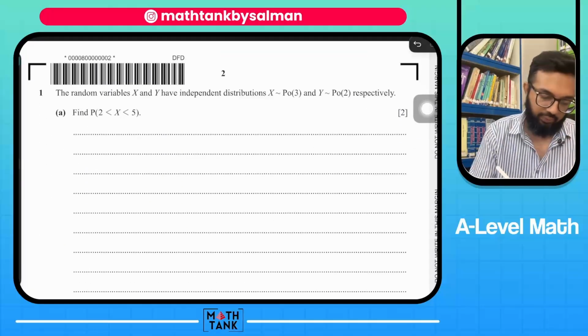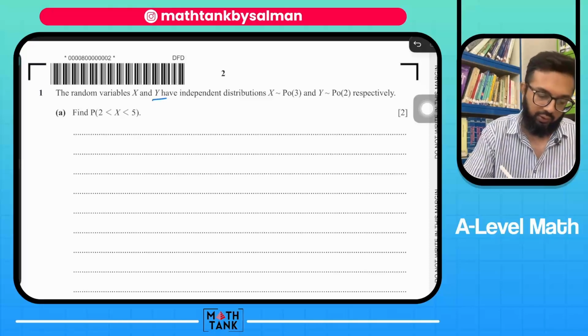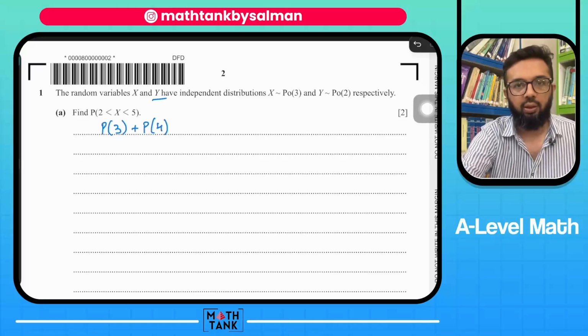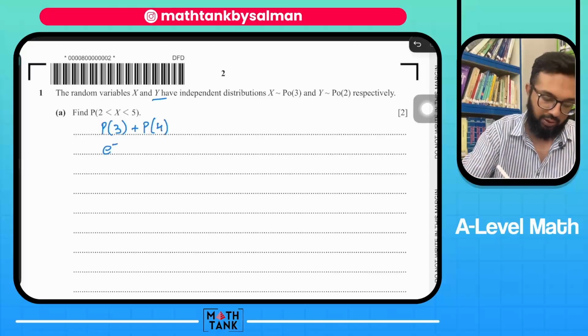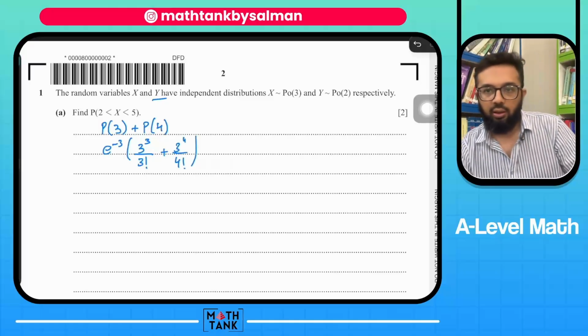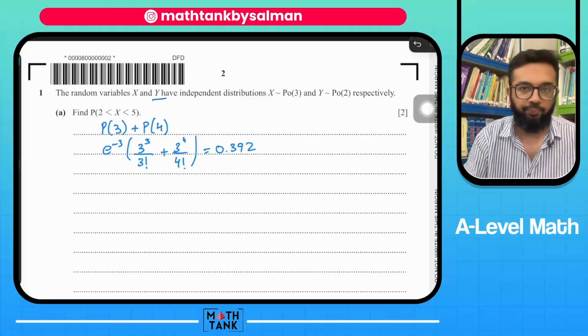Let's begin. The random variables X and Y have independent Poisson distributions with means 3 and 2. Find the probability of X between 2 and 5. So that means I want to calculate the probabilities of 3 and 4 only. I'm going to write down the expression: e^(-3) times 3 cubed over 3 factorial plus 3 to the power 4 over 4 factorial. And I get an answer on my calculator of 0.392.